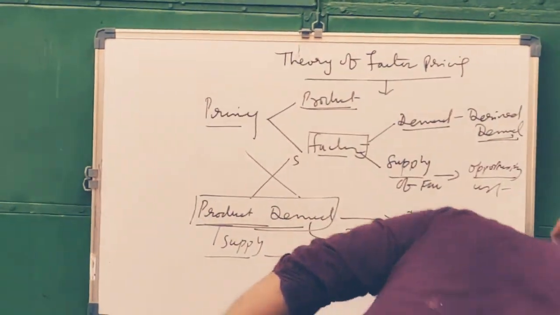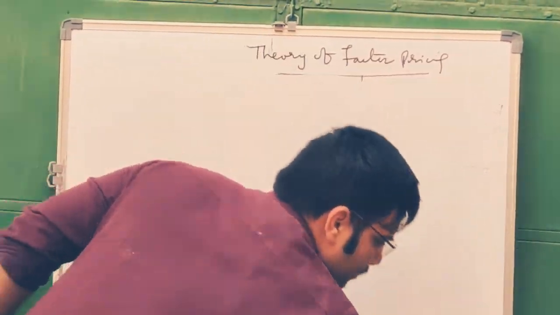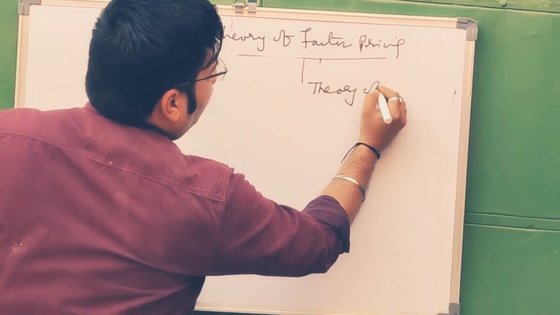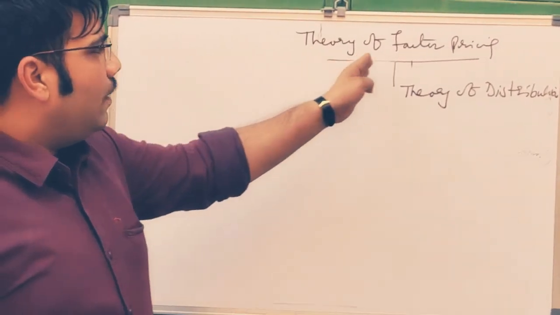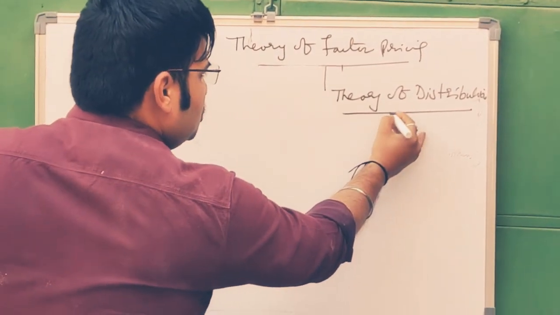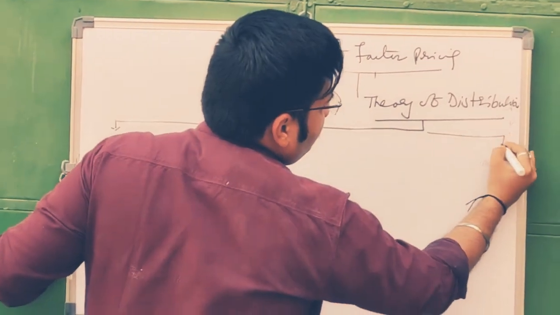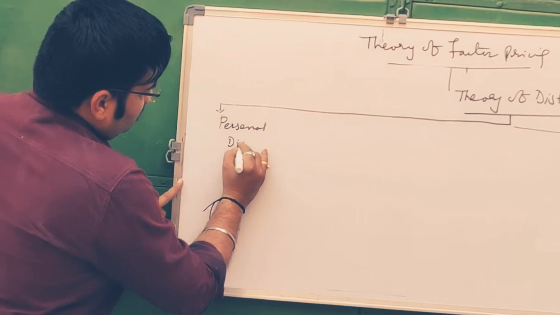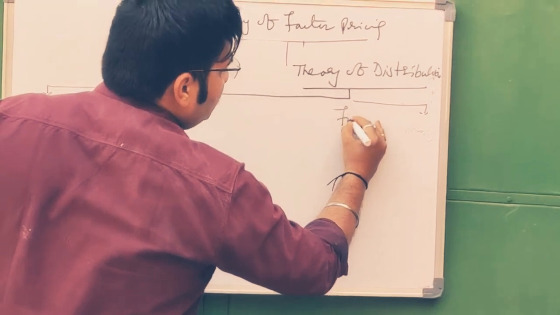Now, this theory of factor pricing is also known as the theory of distribution. This distribution is classified into two categories. First is the personal distribution, and second is the functional distribution.